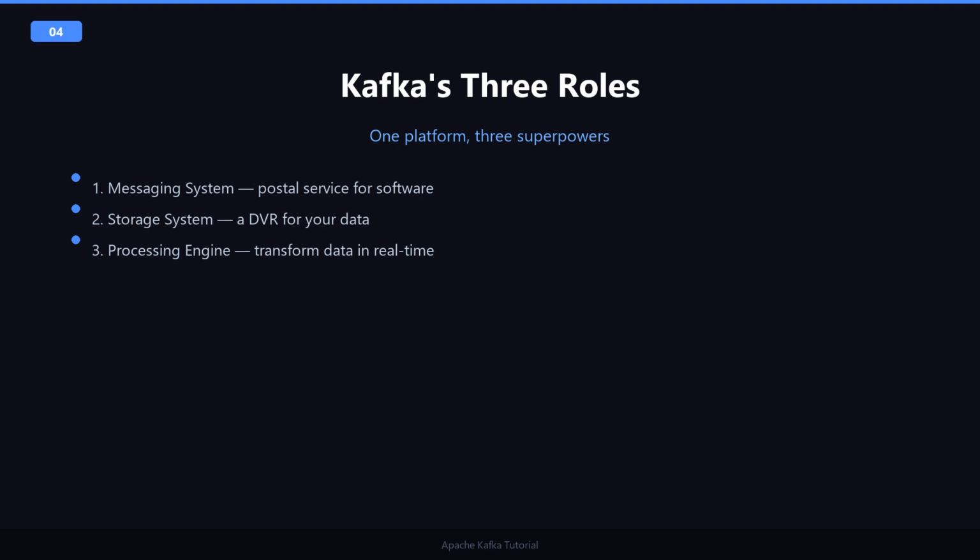Now here's what makes Kafka special. It plays 3 roles at once. First, it's a messaging system. It moves data from point A to point B, like a postal service for your software. Second, it's a storage system. Unlike a regular message queue where messages disappear once someone reads them, Kafka keeps messages around. You can go back and read yesterday's messages, or last week's, or even last month's. It's like a DVR for your data.